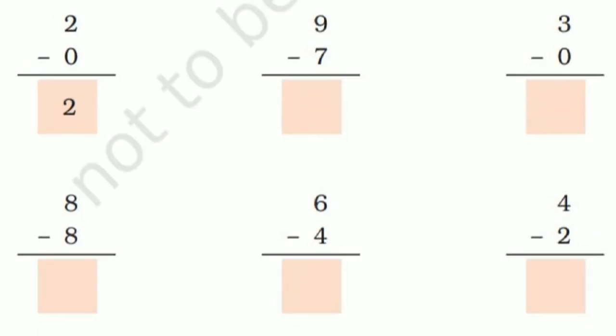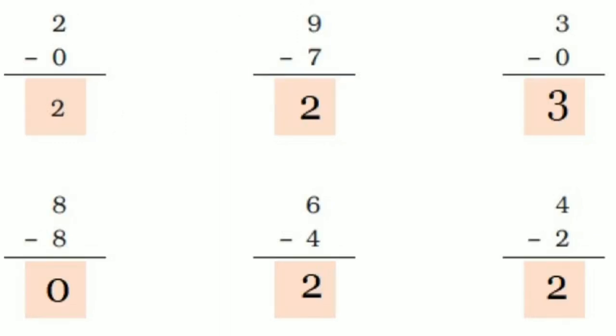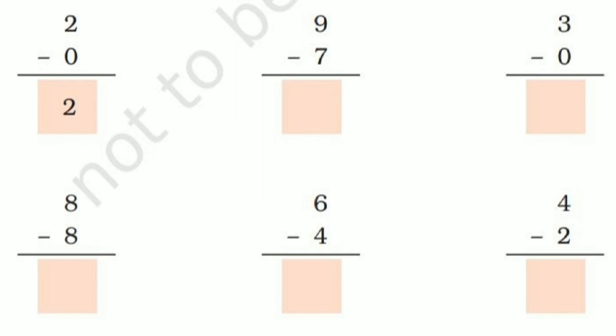Next, 6 minus 4. Let us count from 4 to 6. 5, 6. We have counted 2 numbers. So 6 minus 4 is equal to 2. Next, 4 minus 2. Let us count from 2 to 4. 3, 4. So how many numbers did we count? 2 numbers. So 4 minus 2 is equal to 2.